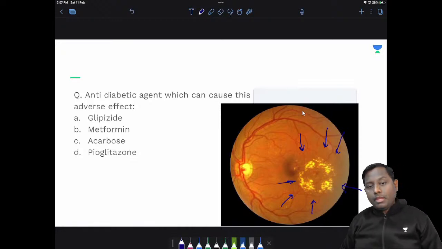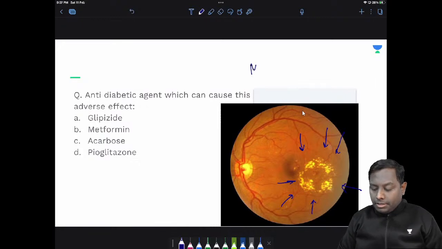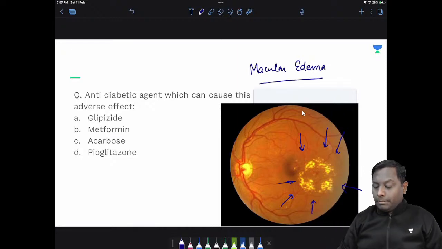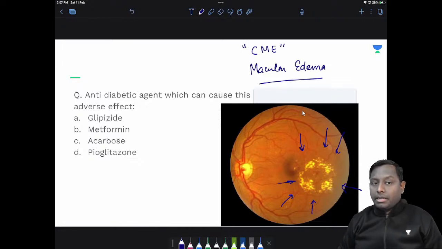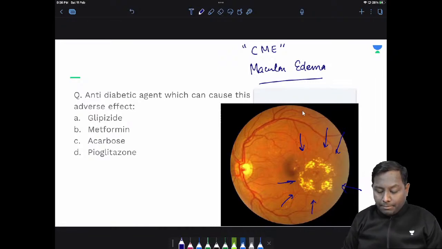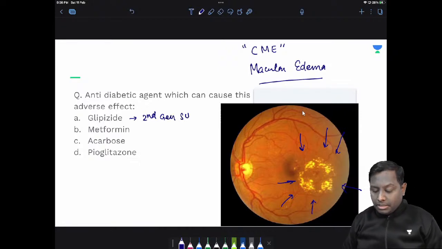Okay. Now this is a case of macular edema. Do remember, macular edema, we also call it cystoid macular edema, CME. It is a common complication post cataract surgery, but the anti-diabetic drug that is causing it here will be, right? Is it glipizide? Glipizide is one of the second generation sulfonylureas.